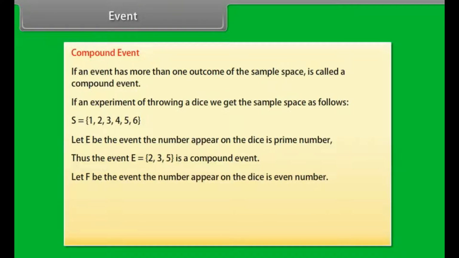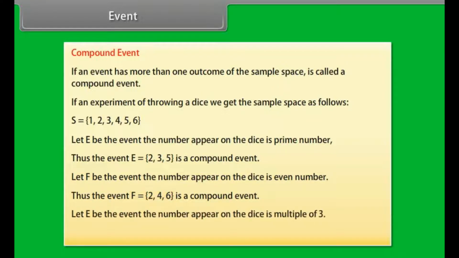Let F be the event that the number appearing on the dice is an even number. Thus, the event F is equal to {2, 4, 6}, a compound event. Let E be the event that the number appearing on the dice is a multiple of 3. Thus, the event E is equal to {3, 6}, a compound event.